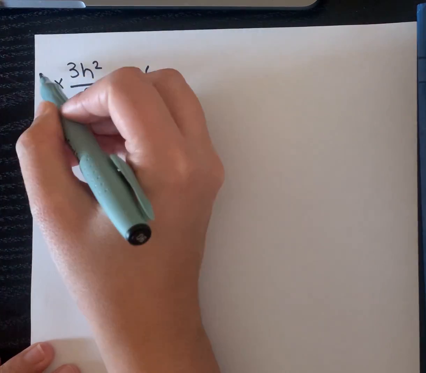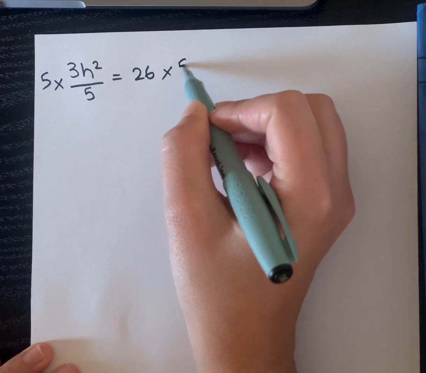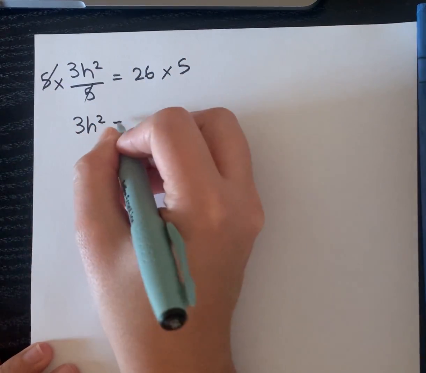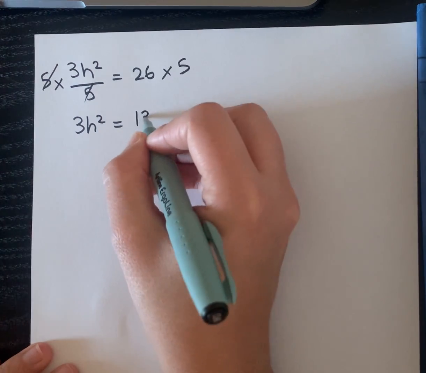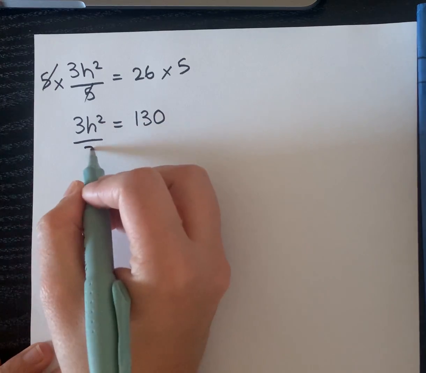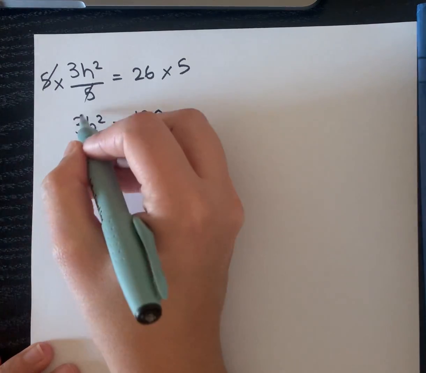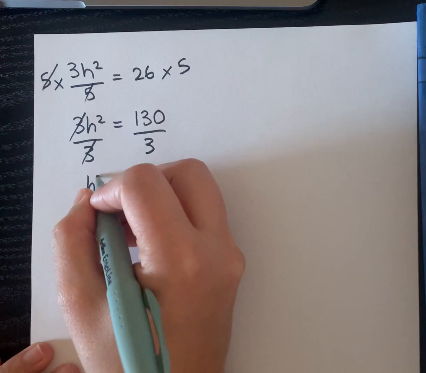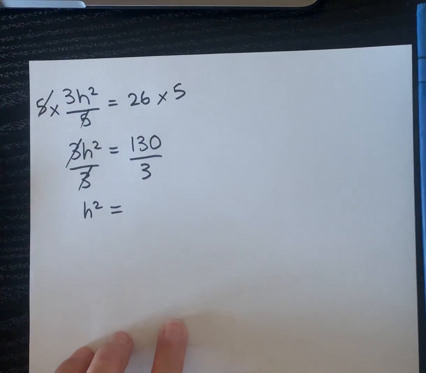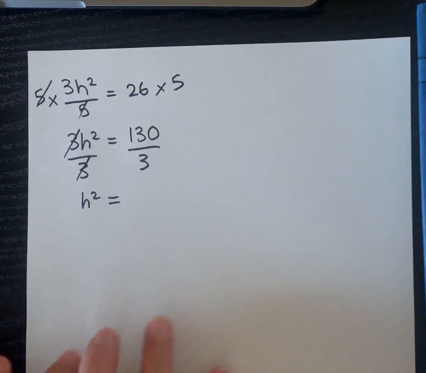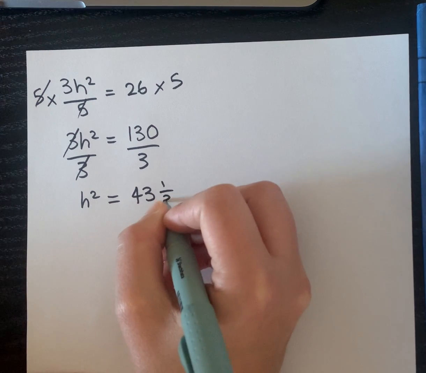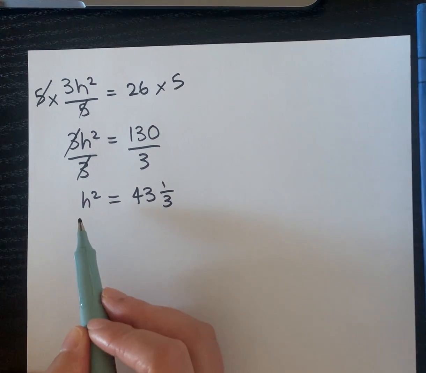So multiply both sides by 5. 26 times 5 is 130. We need to get rid of this 3. And we're left with h squared is equal to 130 divided by 3, which is 43 and 1/3. Okay, so now we've isolated the h squared.